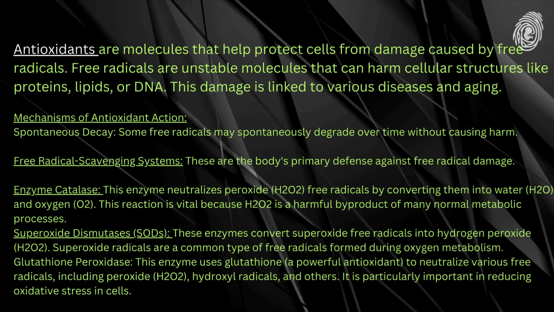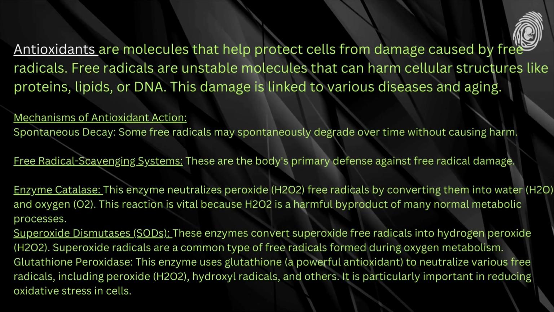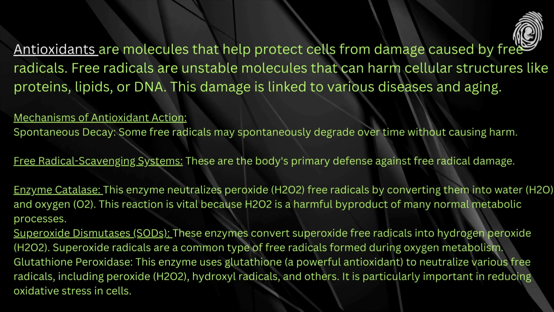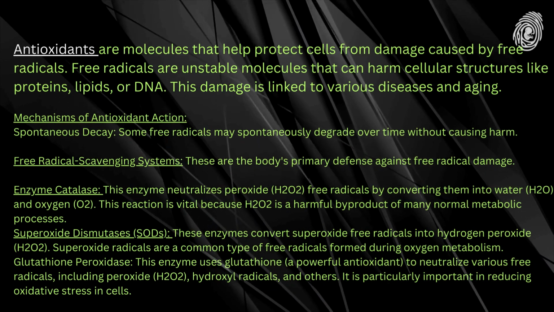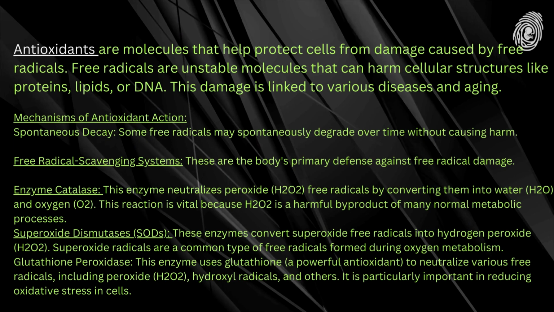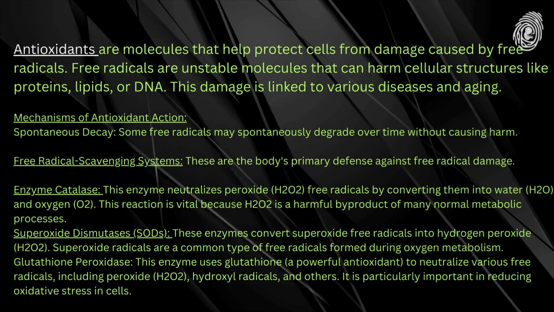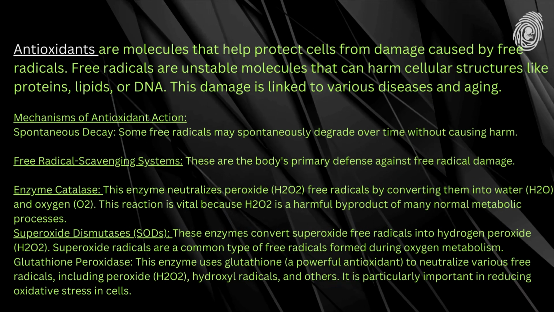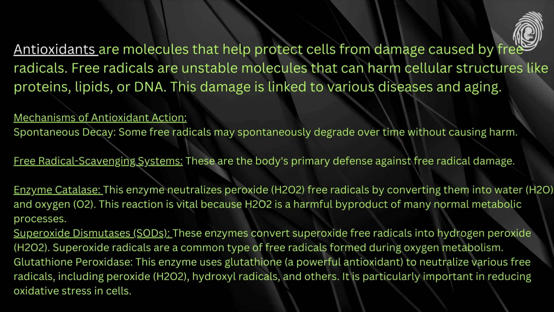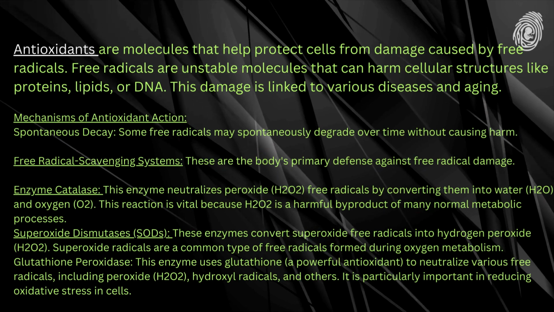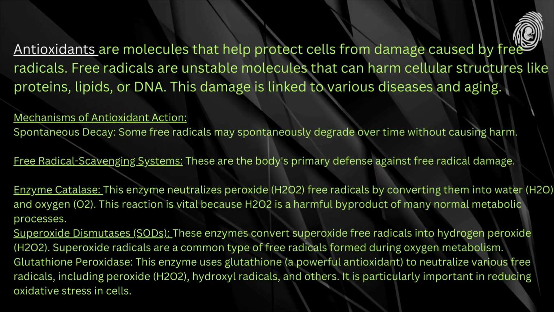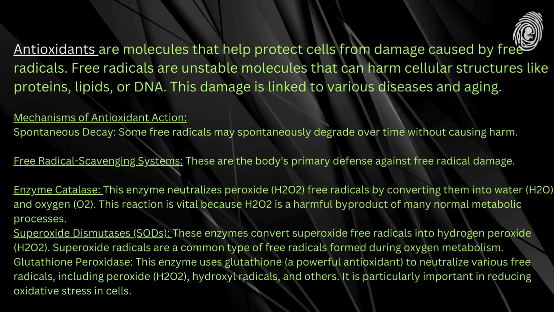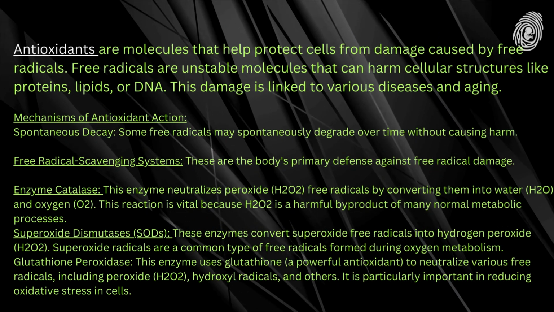Superoxide dismutases, SODs. These enzymes convert superoxide free radicals into hydrogen peroxide, H2O2. Superoxide radicals are a common type of free radicals formed during oxygen metabolism. Glutathione peroxidase. This enzyme uses glutathione, a powerful antioxidant, to neutralize various free radicals, including peroxide, H2O2, hydroxyl radicals, and others. It is particularly important in reducing oxidative stress in cells.